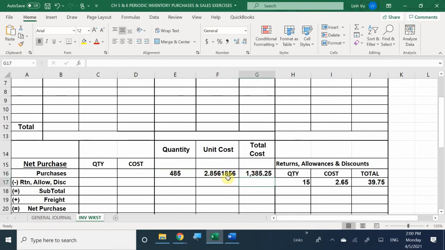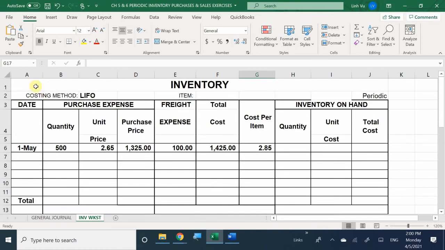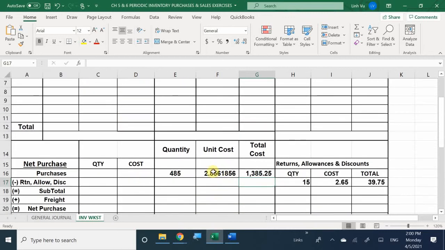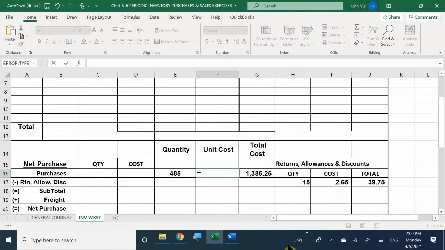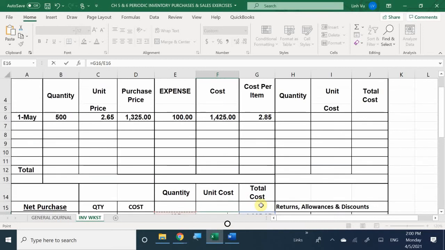Can you go over the unit cost real quick? We got the 485 from the quantity after we minus the 15 from the 500. Good. And this is then going to be your new total cost divided by your quantity. And for that new total cost, we just subtracted the 39.75 from the 1425. Correct.